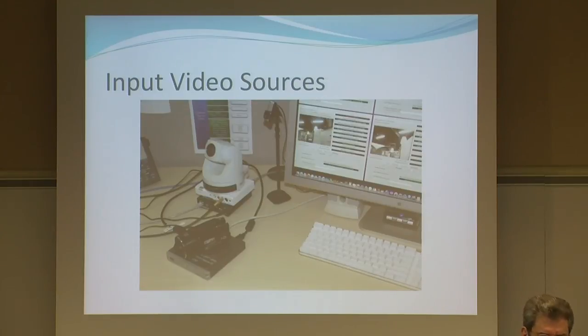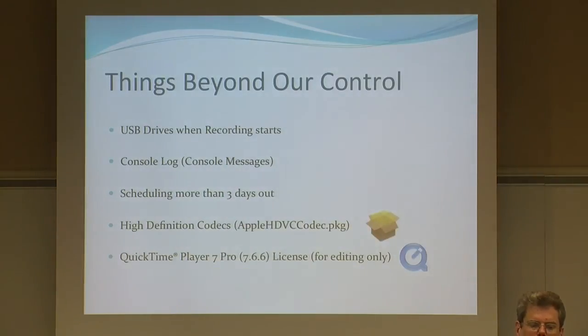And for the high definition, we have a high definition camera, and that puts out an HDMI signal. So we need to get that HDMI signal into the Mac, so we have a Canopus HD converter box that takes that HDMI, converts it to FireWire. So that's how we get that.